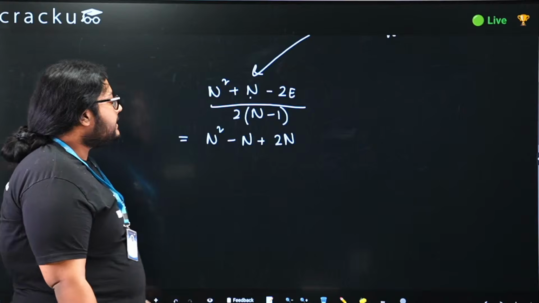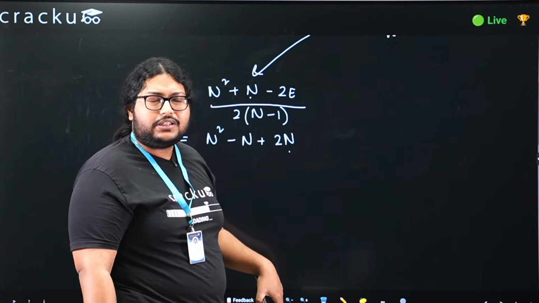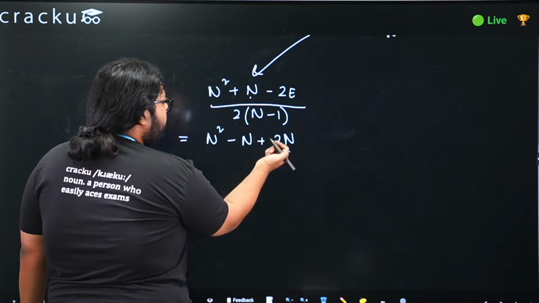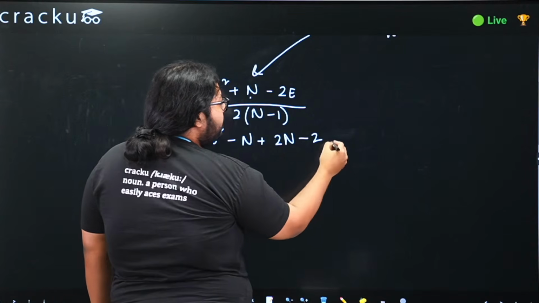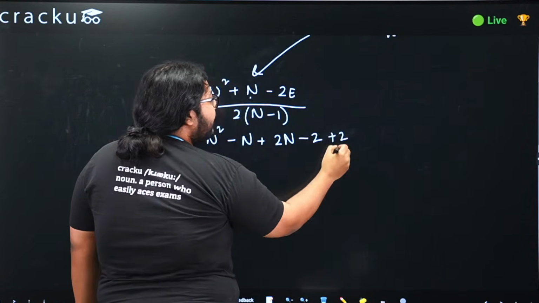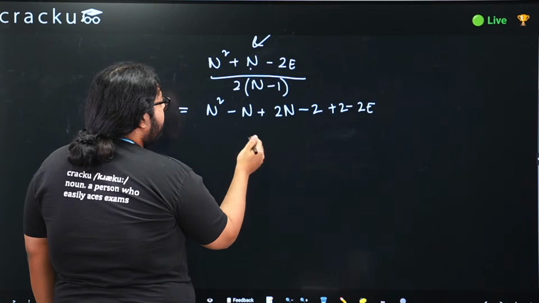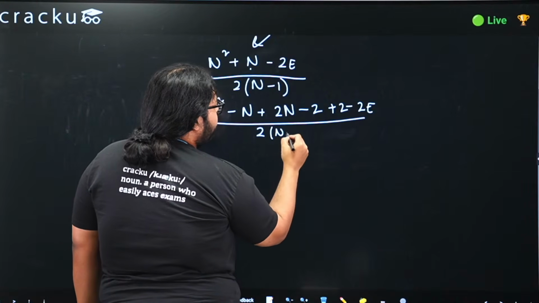Similarly, for the 2n, if I wanted to get an n minus 1 common, what do I need? I need a minus 2. Let's just introduce a minus 2. If I am introducing a minus 2, I need to have a plus 2 as well. And then I am left with the remaining 2 minus 2E. Now, the whole thing is divided by 2 of n minus 1.